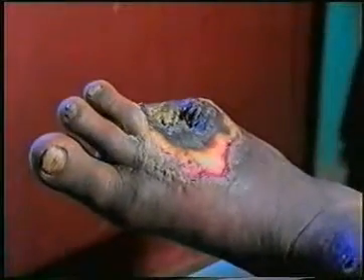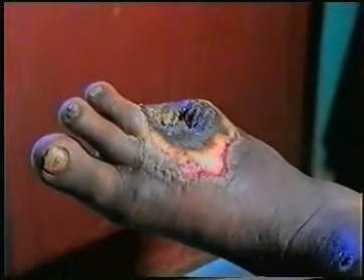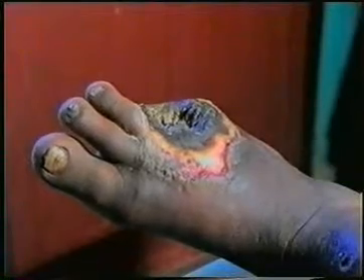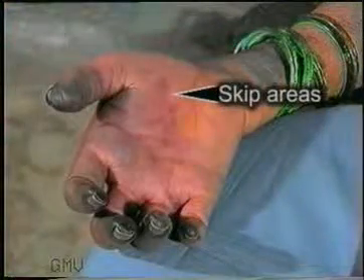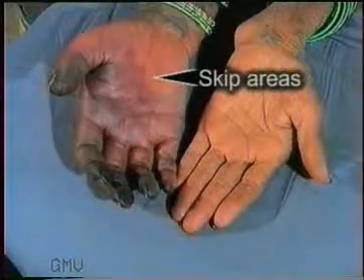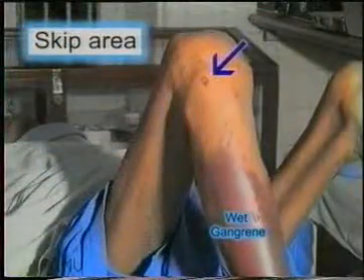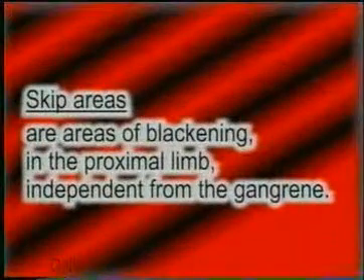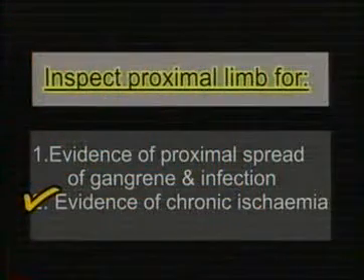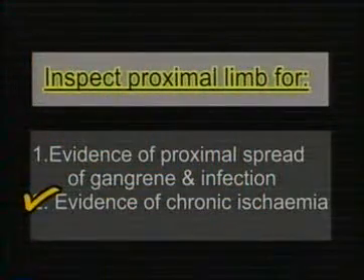Redness, edema and slough around the site of amputation of a gangrenous toe indicate infection and wet spreading gangrene. Note the black colored skip areas in the palm suggesting proximal spread of the gangrene. Skip areas are areas of blackening in the proximal limb independent from the gangrene. Next, we look for signs of chronic ischemia.